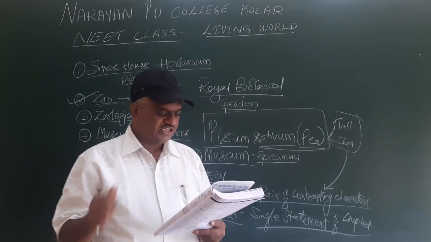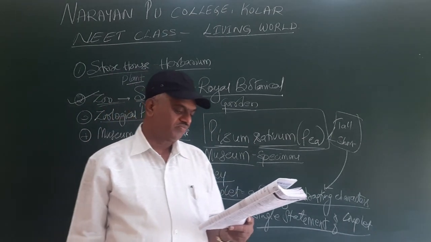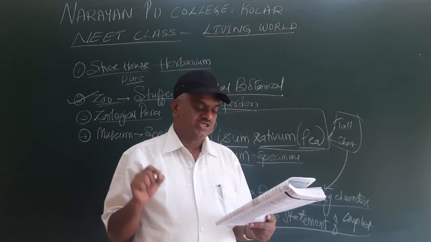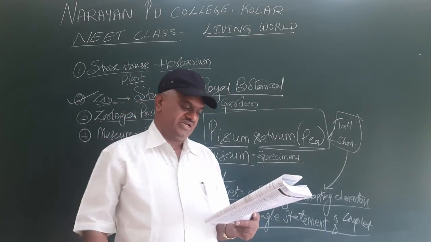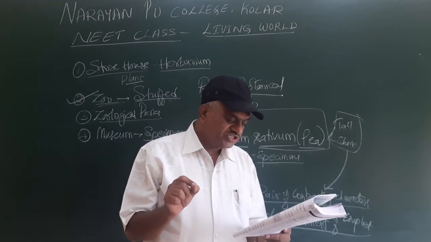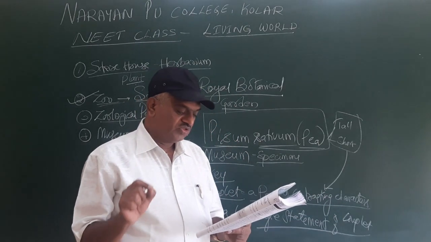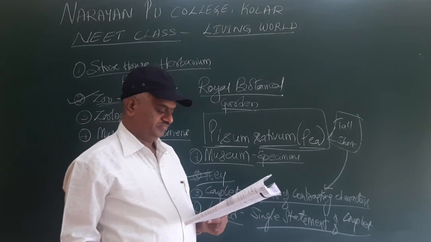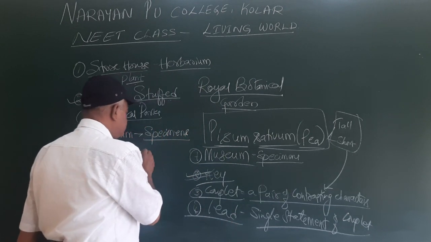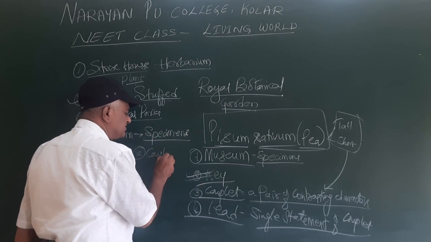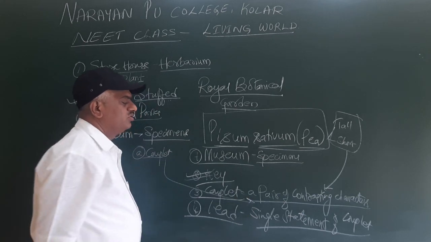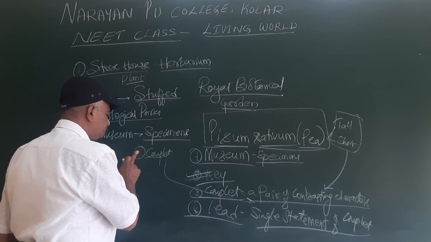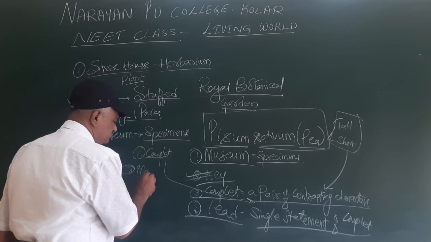So we'll go for the next question, 37th question. Which provides index to the plant species found in a particular area? I'll repeat this. Which provides the index to the plant species found in a particular area? So the first option is couplet. As I said, couplet is nothing but a pair of contrasting characters. The second one is called manual.